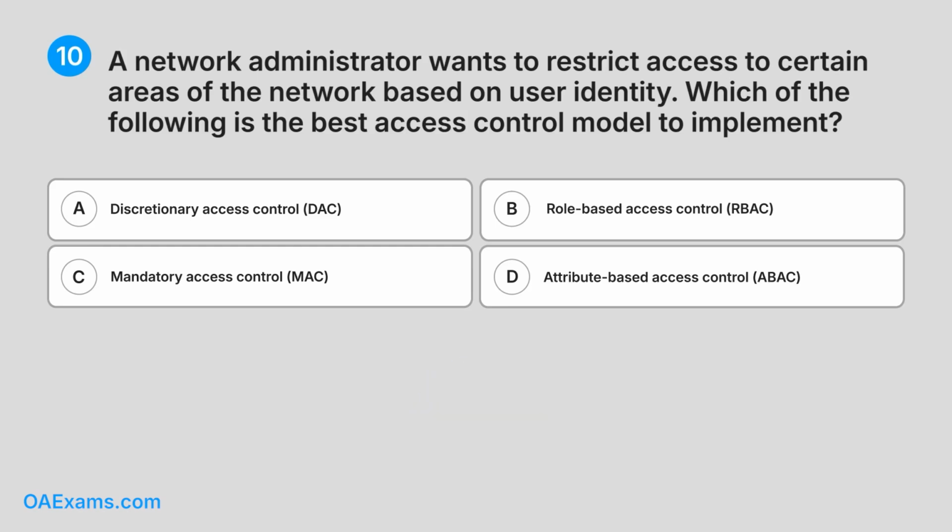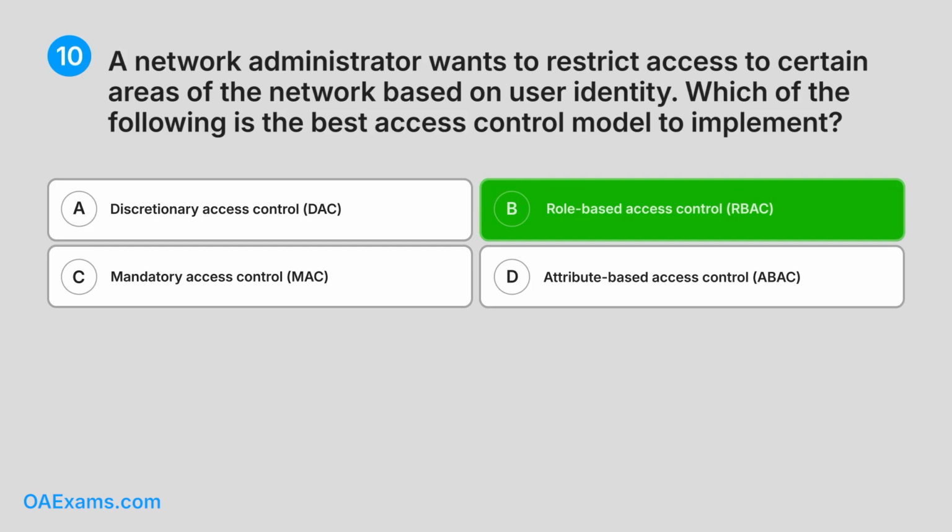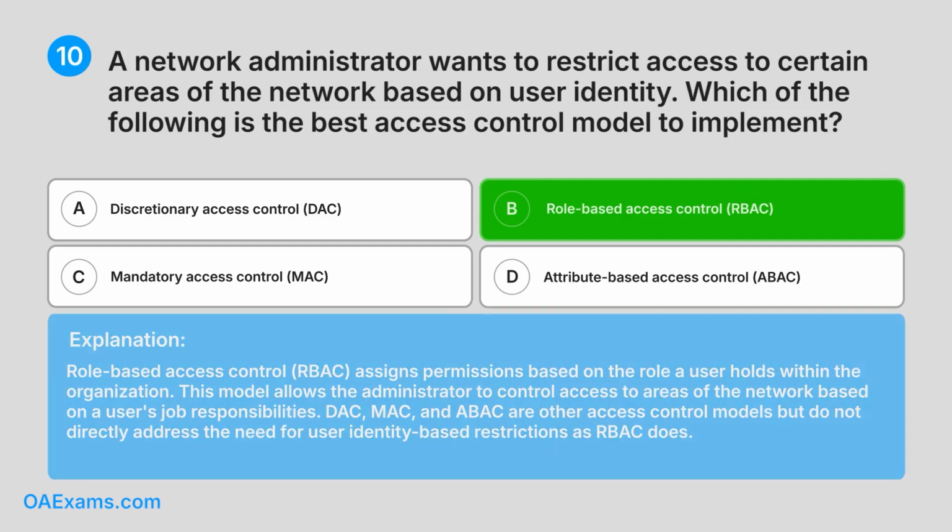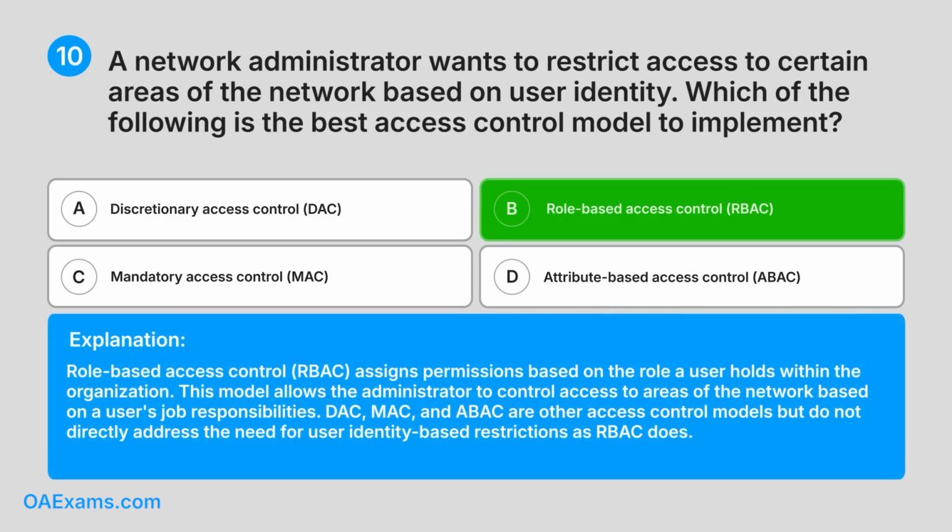Correct. Answer B. Role-based access control. Explanation: Role-based access control, RBAC, assigns permissions based on the role a user holds within the organization. This model allows the administrator to control access to areas of the network based on a user's job responsibilities. DAC, MAC, and ABAC are other access control models, but do not directly address the need for user identity-based restrictions.